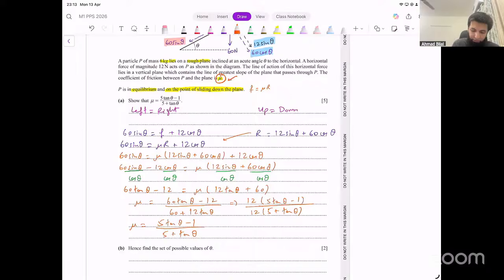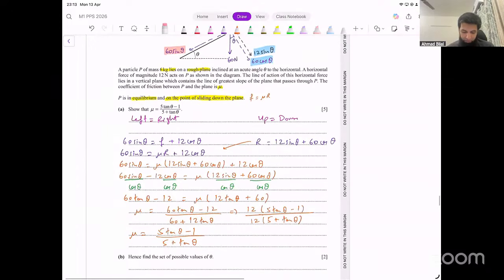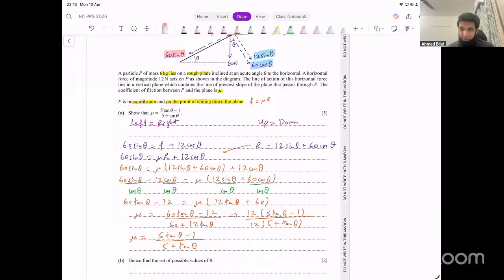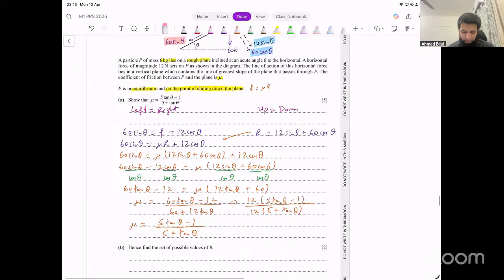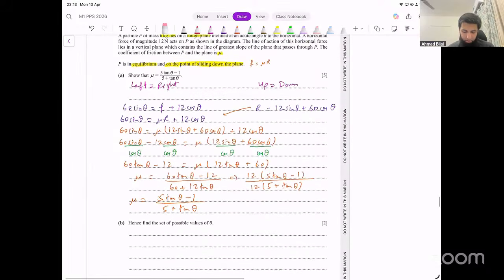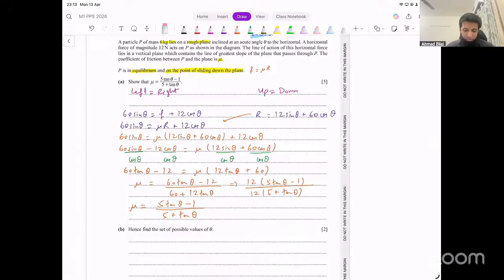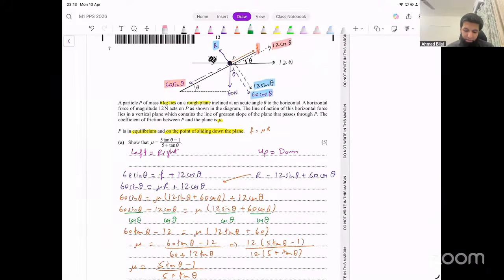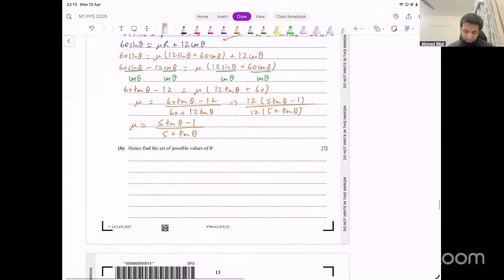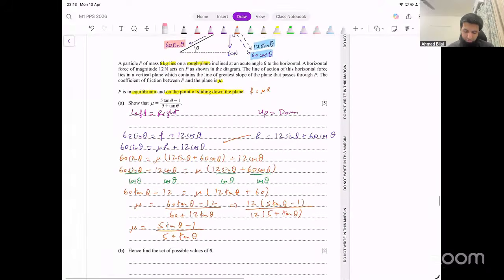Is there anything that we can say about mu that we have found in the first part? Line of action is this, 12 Newton passes, coefficient of friction is this, P is in equilibrium on the plane. Tan theta is greater than 0. Why is tan theta greater than 0? You can say theta is an acute angle, yes. That's all that tells you, that it's an acute angle.